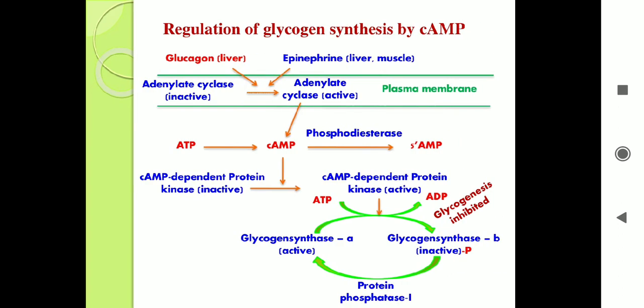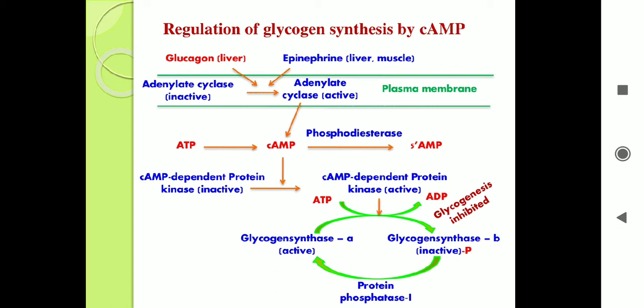Here you can see the regulation of glycogen synthesis by cAMP. Glucagon, which is present in the liver, and hormones like epinephrine, which is present in liver or muscle, act first on adenylate cyclase, which is in an inactive form, and it gives us adenylate cyclase in an active form. This takes place in the plasma membrane. This adenylate cyclase enzyme goes towards cAMP, and for that it requires ATP. When the phosphodiesterase enzyme acts on it, it will convert it into 5' AMP.